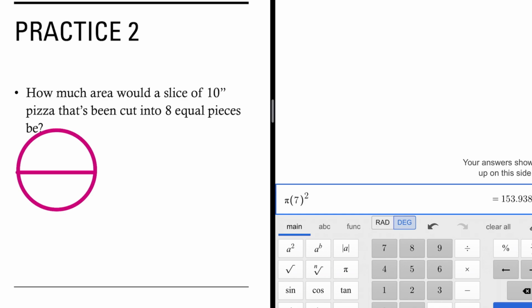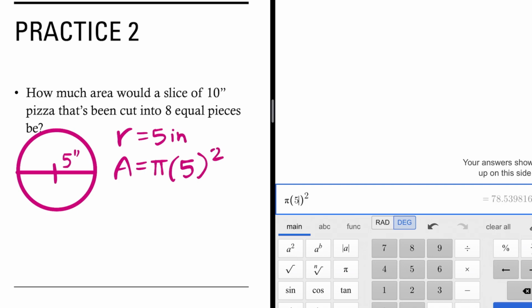We don't actually care about the whole thing. We only care about half of that, which is 5 inches. So we know that the radius in this case is 5 inches. So if I was to plug it in, so area equals pi 5 squared. And if I'm going to go back here, that would give me the area is equal to 78.54 inches squared.